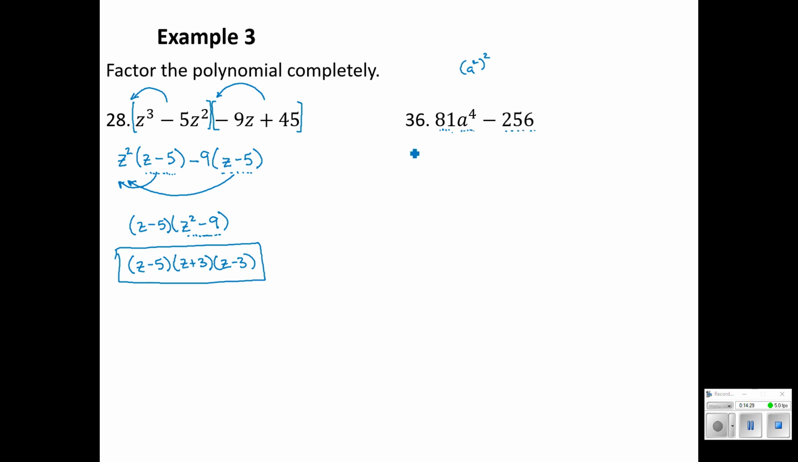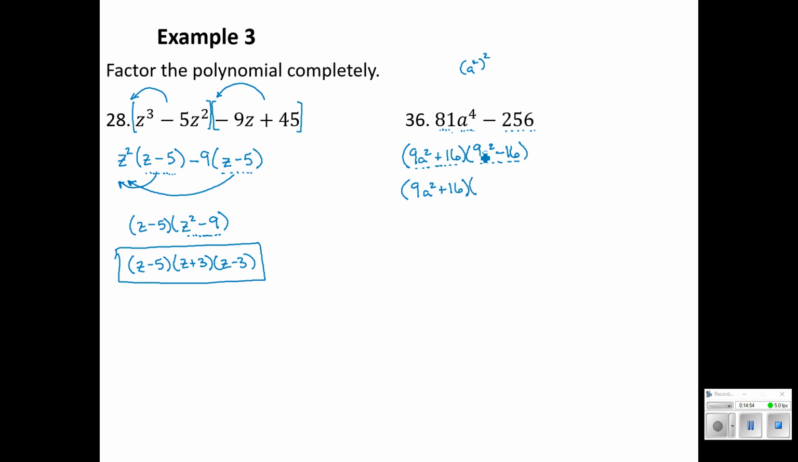So if I factor that as a difference of squares, the square root of the first thing is 9a squared. Square root of the second thing is 16. So I've got plus 16, and then 9a squared minus 16. And this factor is a sum, so it cannot be factored further. However, this is a difference of perfect squares, so we can factor that further.